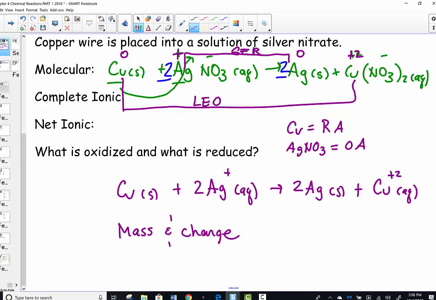I skipped the complete ionic by recognizing nitrate as the spectator ion. I encourage you to skip writing the complete ionic equation. Go from molecular to net, and that just takes practice.